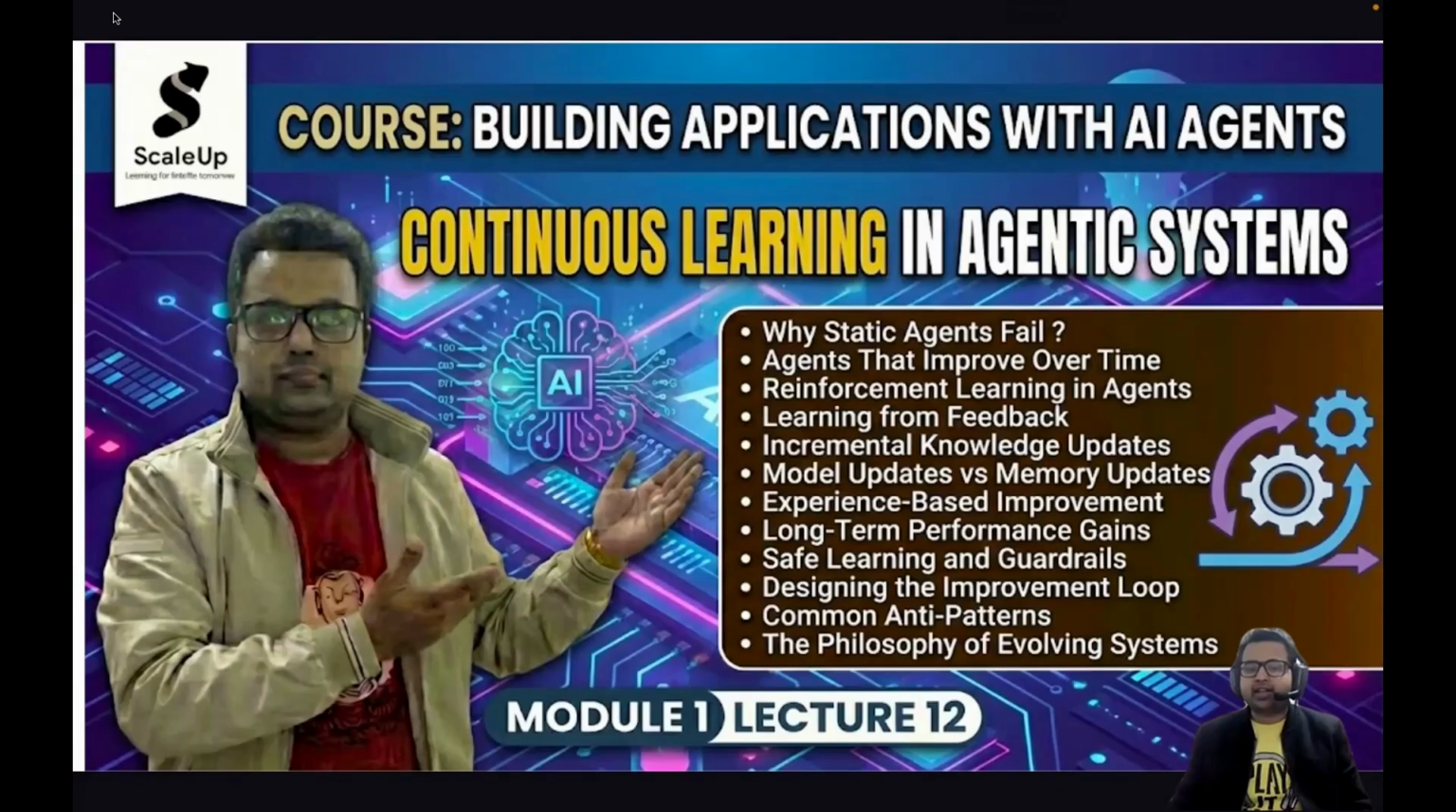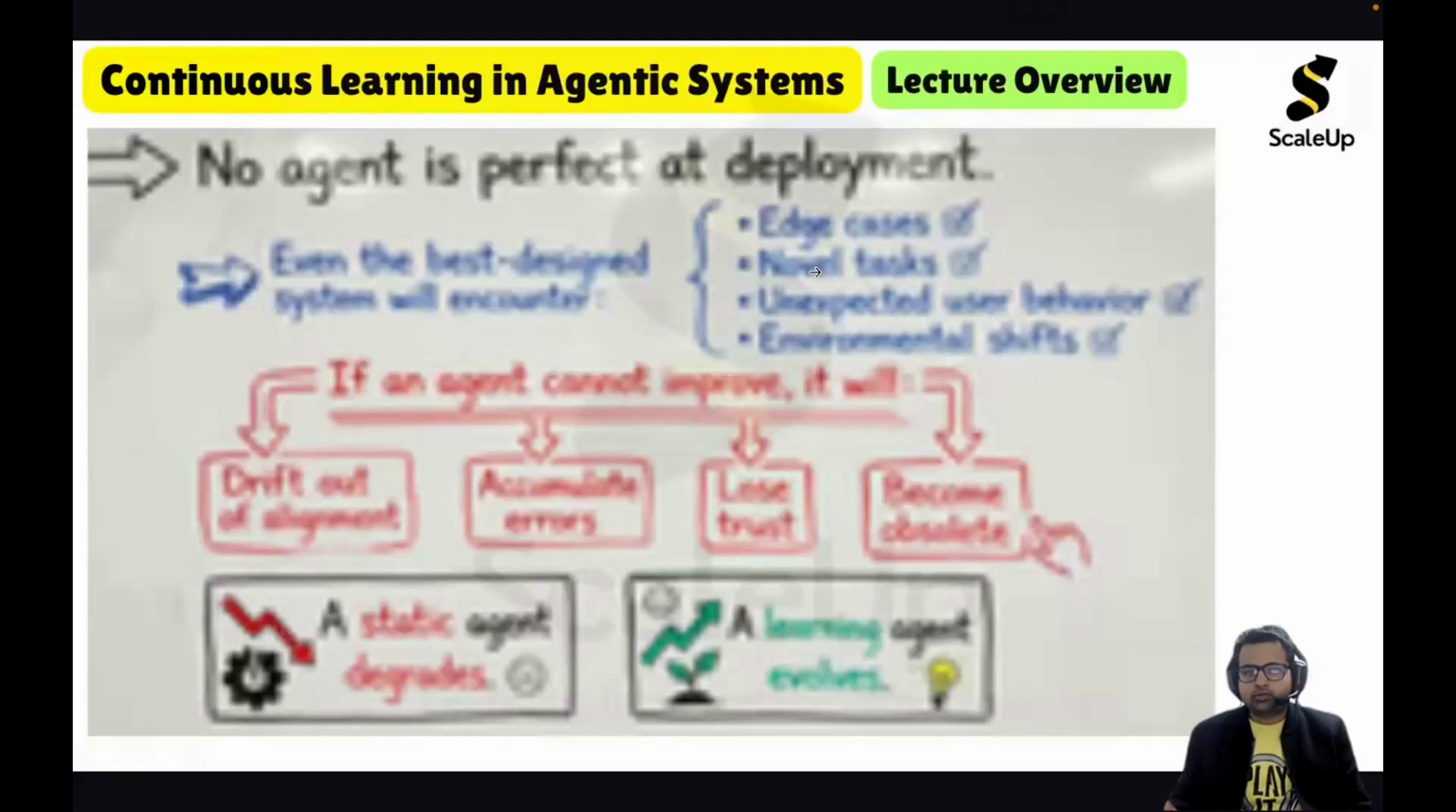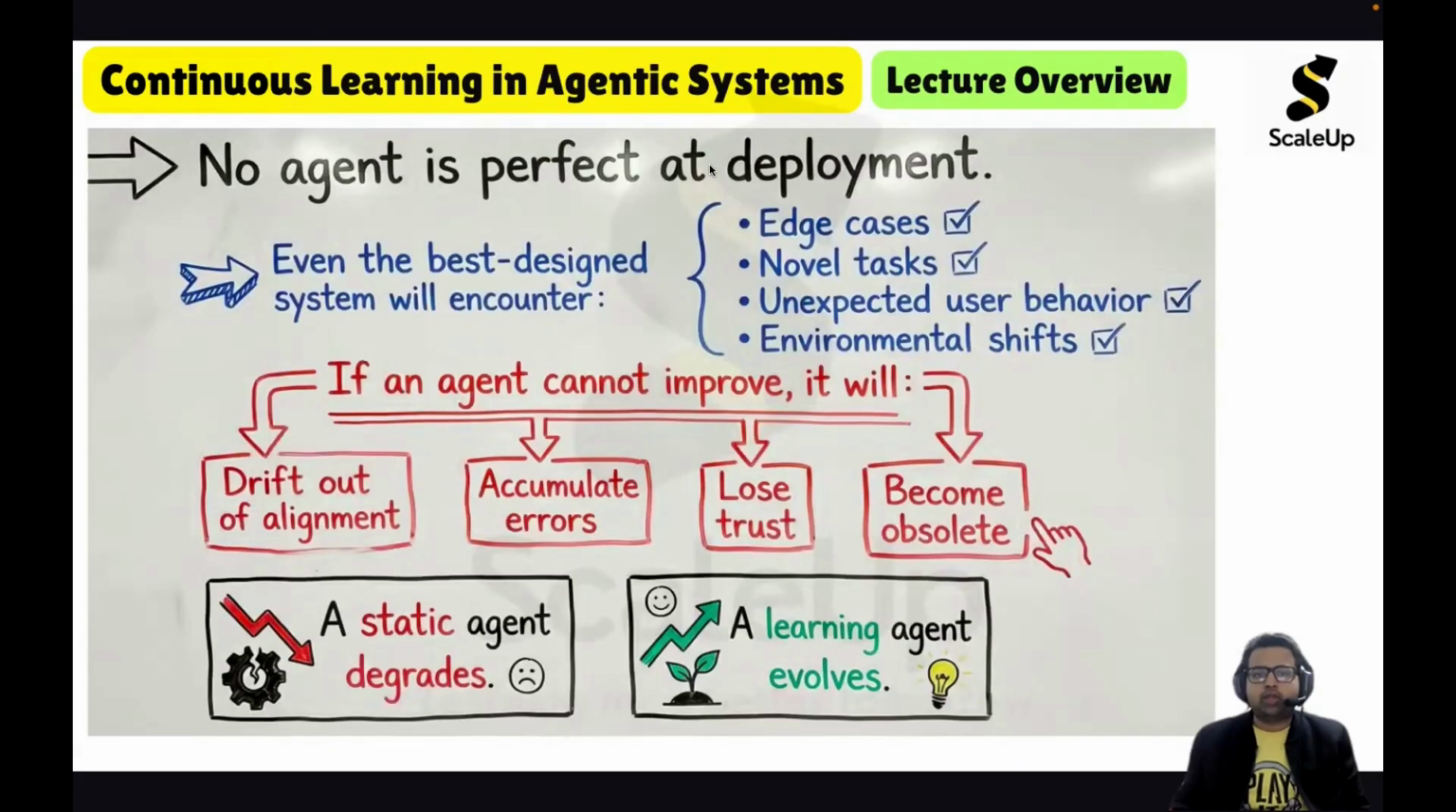So this is lecture 12 of module 1, and in this lecture we will be discussing continuous learning in agentic systems. So if we look at the lecture overview, what we will be discussing in this lecture, or what this lecture is about.